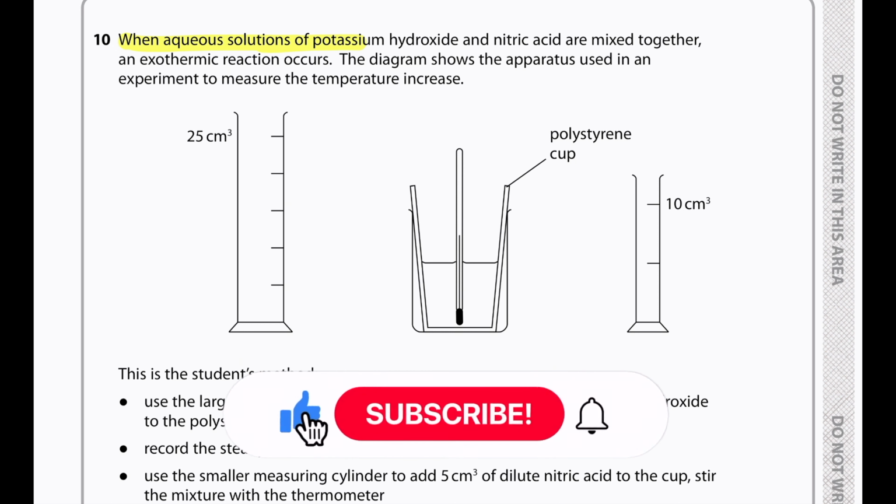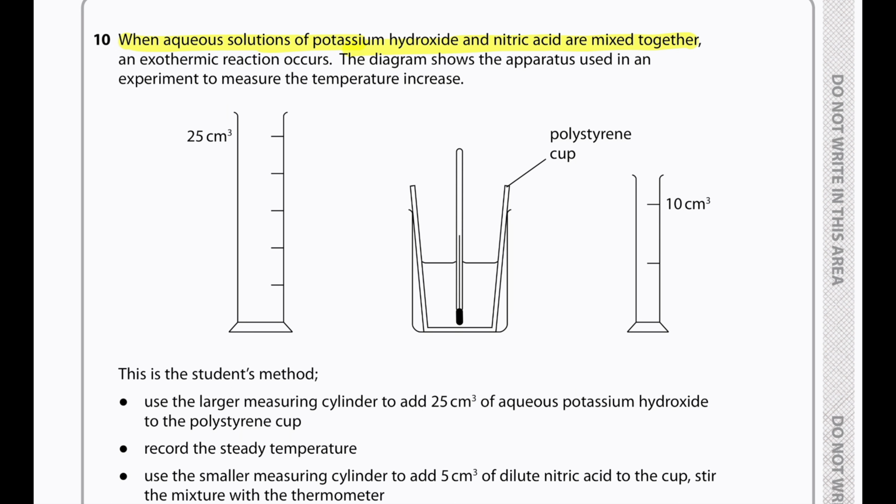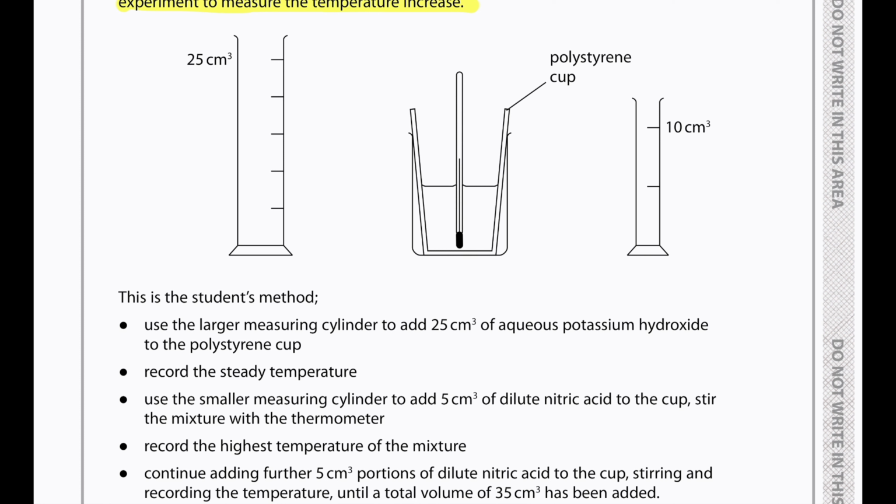When aqueous solutions of potassium hydroxide and nitric acid are mixed together, an exothermic reaction occurs. The diagram shows the apparatus used in an experiment to measure the temperature increase. So we can see a 25 cm cube measuring cylinder, a 10 cm cube measuring cylinder, a polystyrene cup, and a thermometer inside the polystyrene cup.